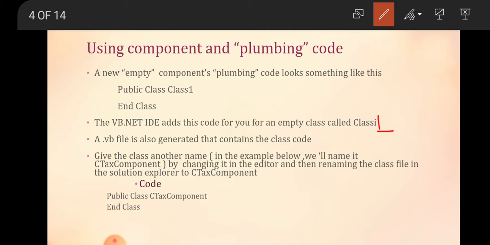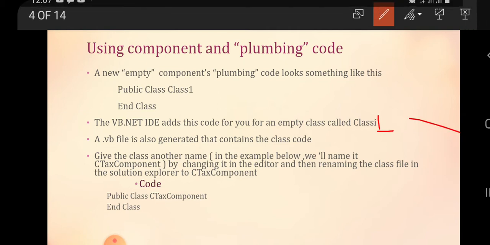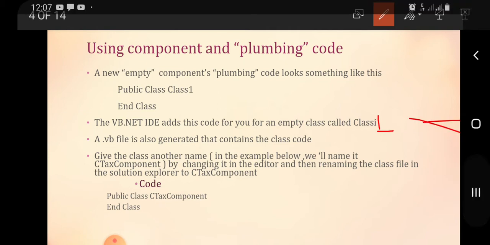That class file is saved under the file extension .vb. A .vb file is also generated that contains the class code. For example, give the class another name. Here, I specify the class name as CTags component just by renaming it from the Solution Explorer. I showed it in the last slide, the Solution Explorer. Wait, I will show.